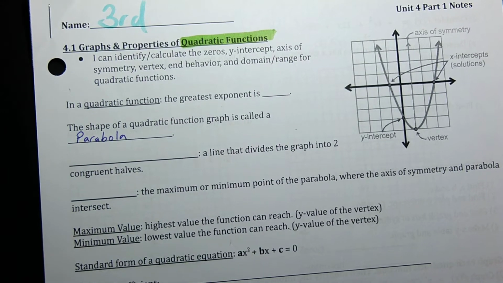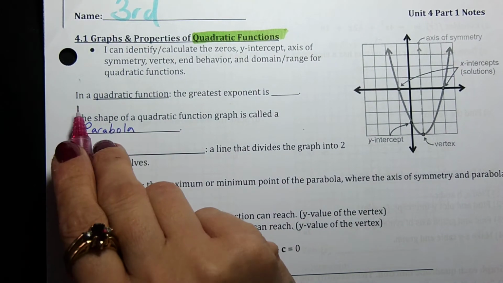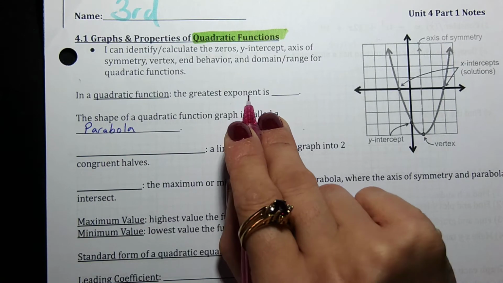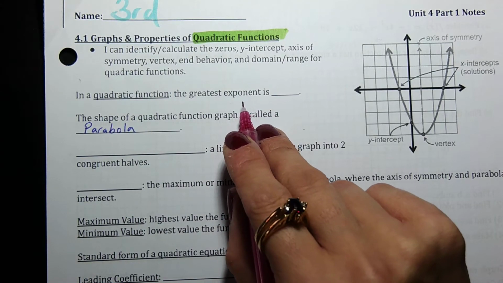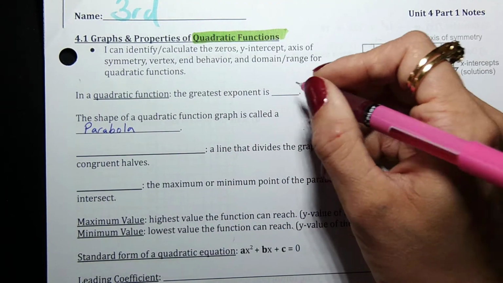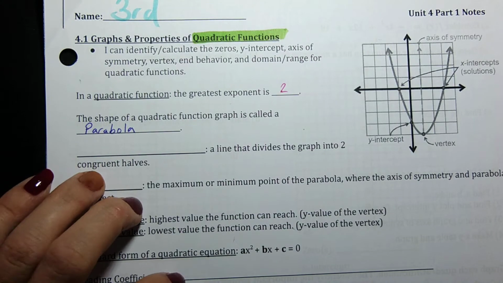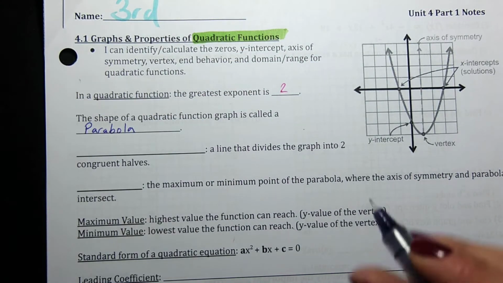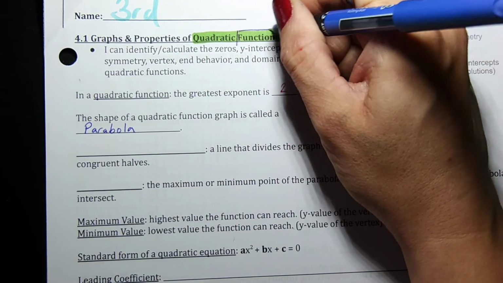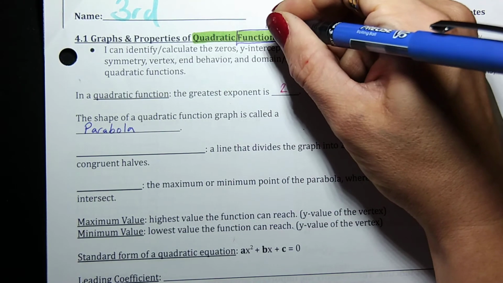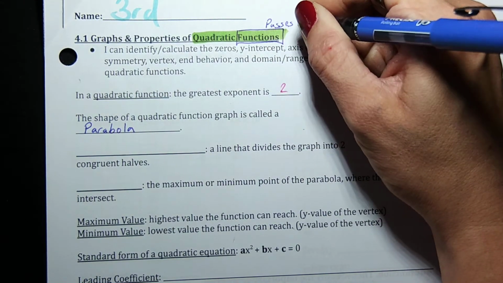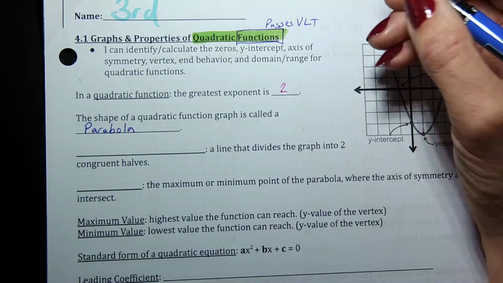Going back to our previous unit with polynomials, in a quadratic function, the greatest exponent is 2, also called a degree of 2. Also, quadratic functions, that word function means it passes the vertical line test. So doing some reviewing of the last unit, it passes the vertical line test.